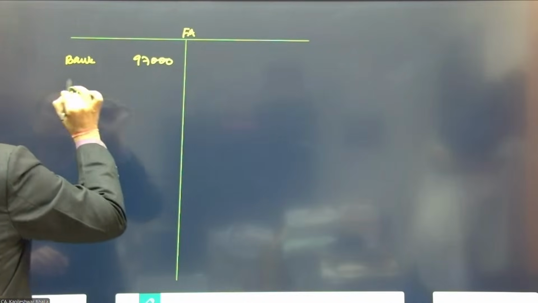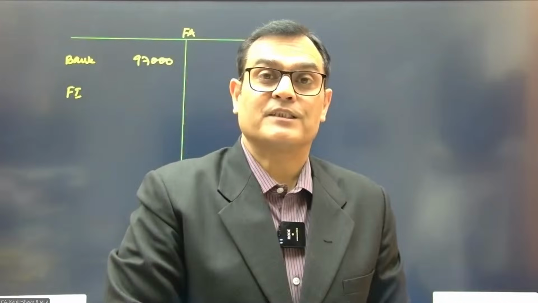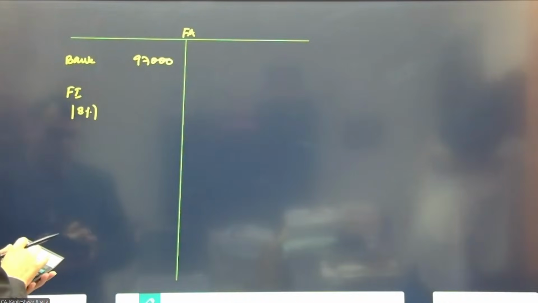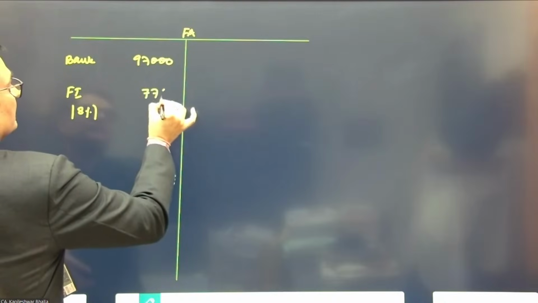And I'm going to record the finance income. So are you going to record the finance income at 5%? No. Are you going to record the finance income and accrue it at the rate of 8%? Yes. So I'm going to take the finance income at the rate of 8% on this. So on 97,000, 8% works out at 7,760.